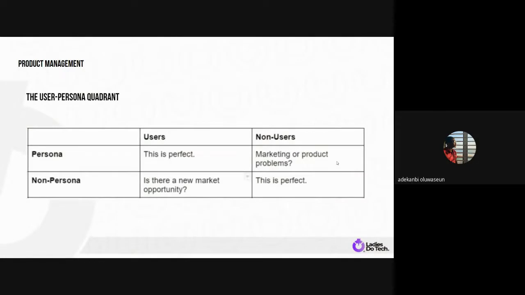And I did a quadrant here. This quadrant is very, very important when it comes to analyzing everything under user research.